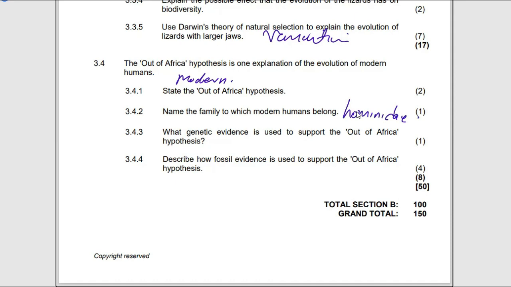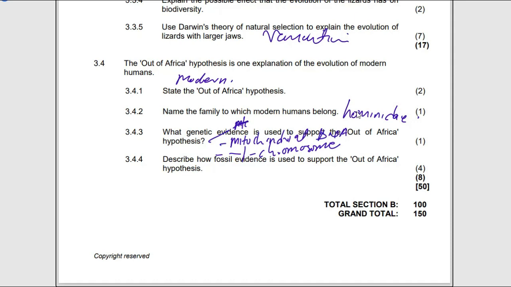They're saying which genetic evidence is used to support the out of Africa hypothesis. We have two genetic evidences, but we only teach one. We have mitochondrial DNA and Y chromosome. But now we don't talk about the Y chromosome. Only now the curriculum is talking about the mitochondrial DNA. So the evidence we give you here is mitochondrial DNA.